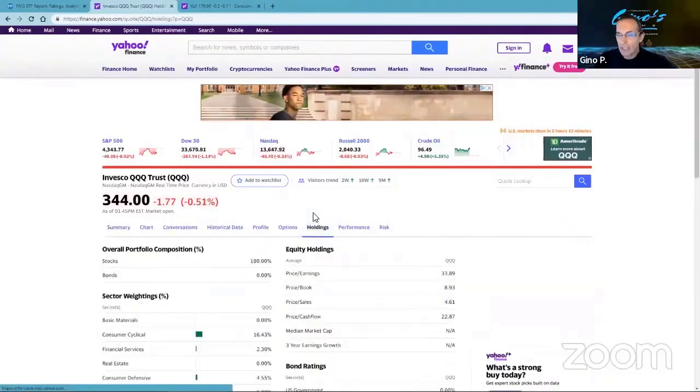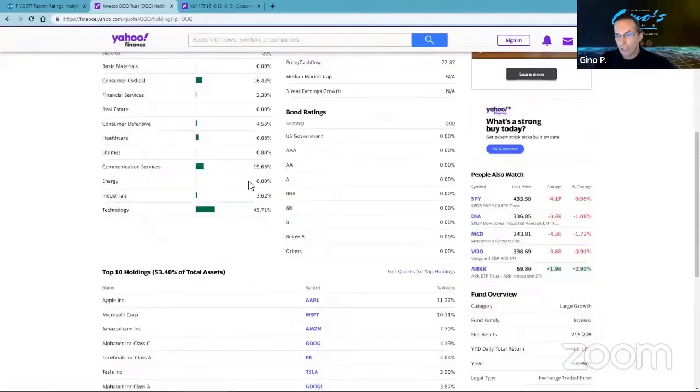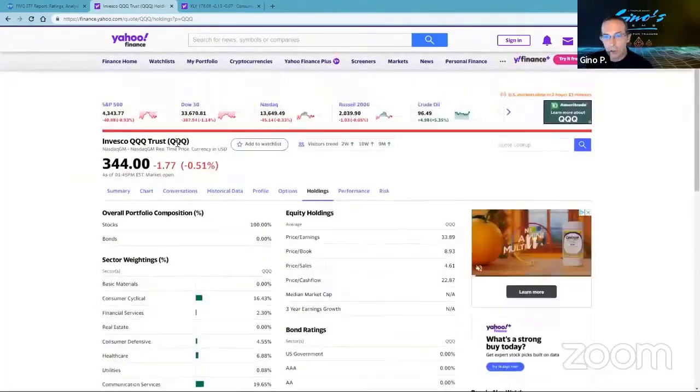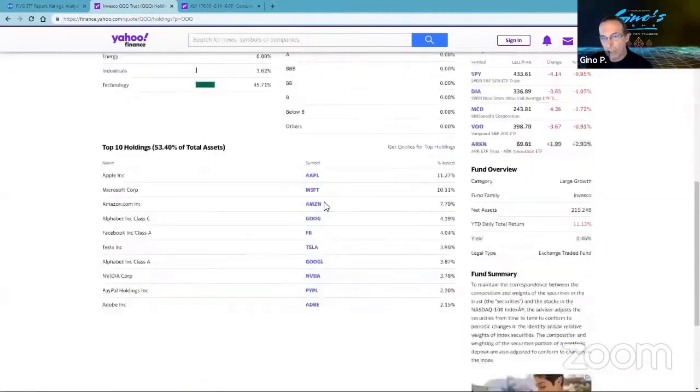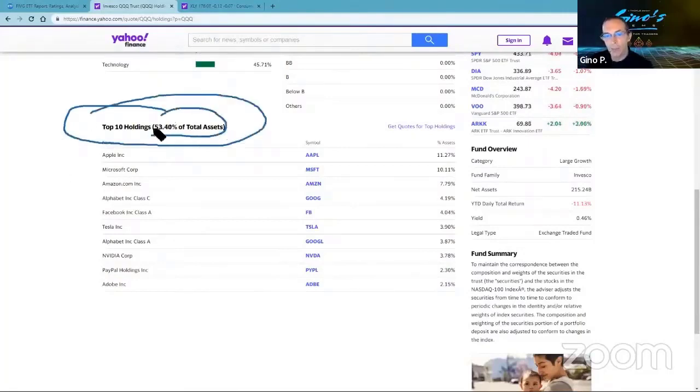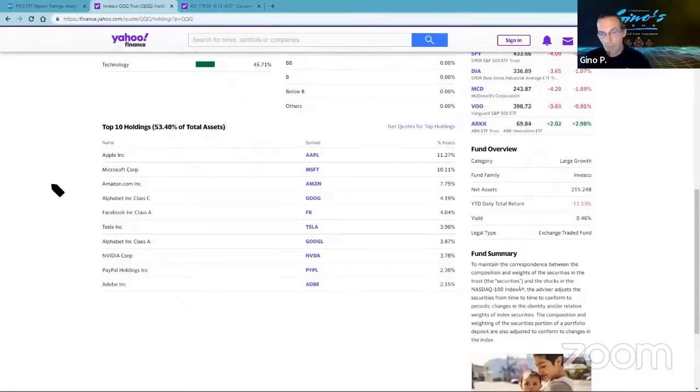You click the holdings, you scroll down, and it'll tell you a lot about the ETF. What I'm looking for is the stocks. I'm looking for what stocks are in this ETF. Of course, this being a very major ETF, the Triple Q, which is the NASDAQ 100, you can see right here the top 10 holdings, which comprise 53% of the market cap.